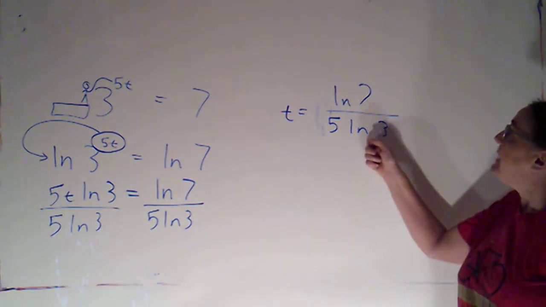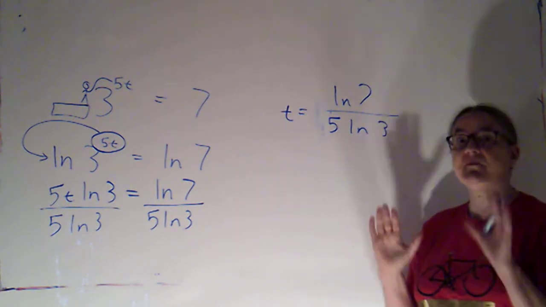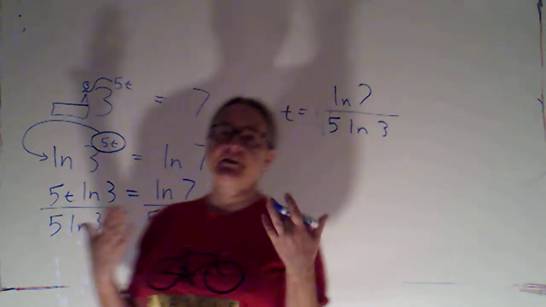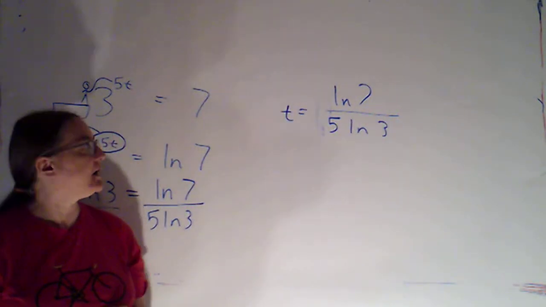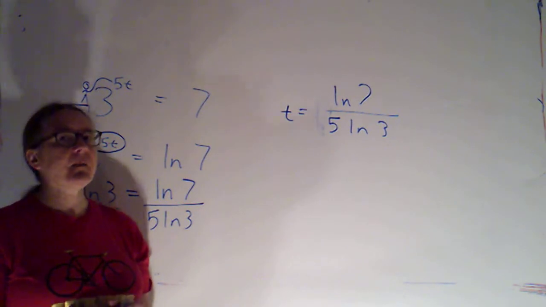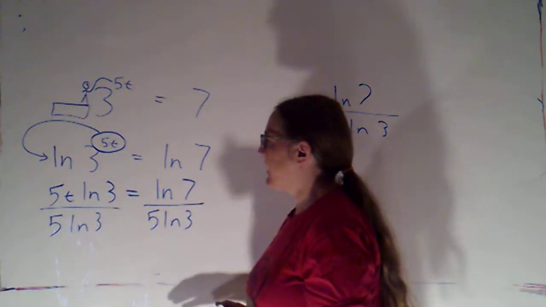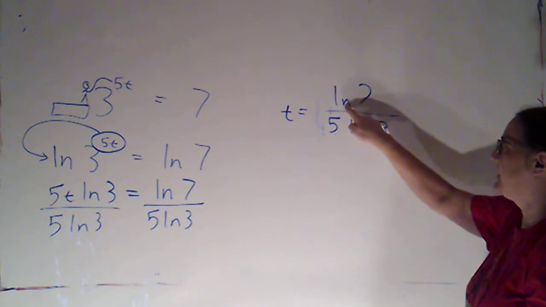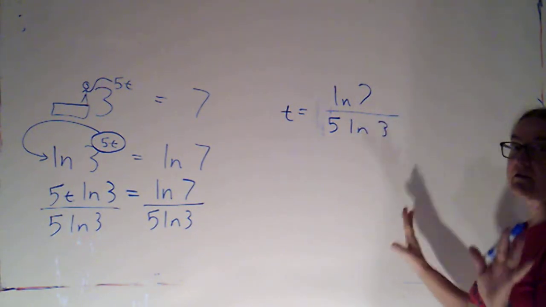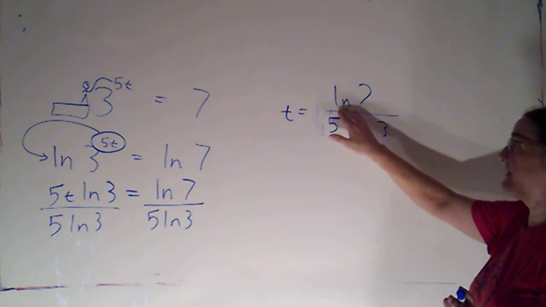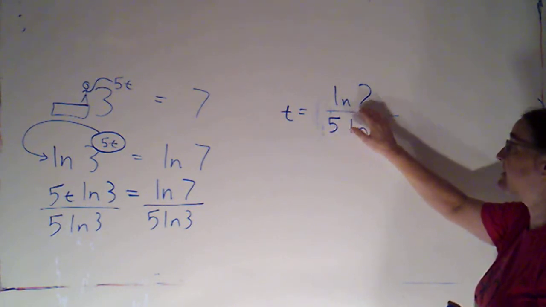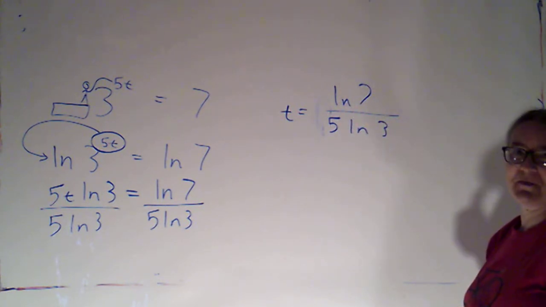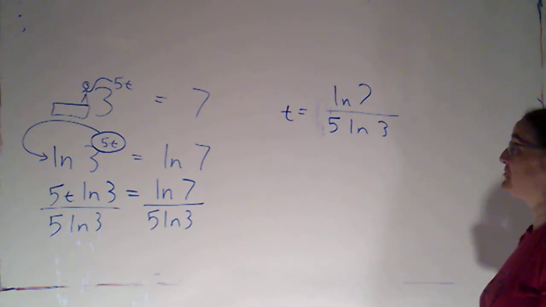Now, as you're doing the homework, the book asks you to give your answer in terms of either the natural log or the common log. If we had taken the common log, all we would have is, instead of ln, we would have log in both places. That's not to say that the natural log of 7 and the common log of 7 are the same, but the ratio of them would be the same. Kind of an interesting fact.